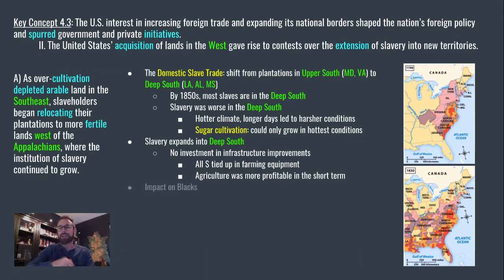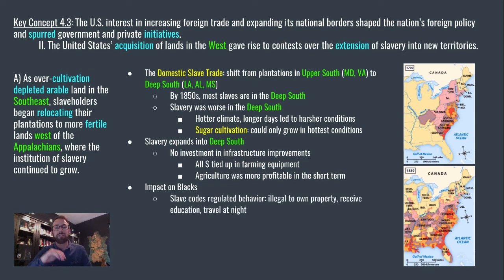What was the impact on African Americans with this? Now, as slavery grows, the white hierarchy that controls African Americans felt the need to make things stricter. So slave codes were created in many of these states to regulate the behavior of slaves, but also of free blacks as well. Okay? It became illegal for blacks to own property, receive an education, travel at night.